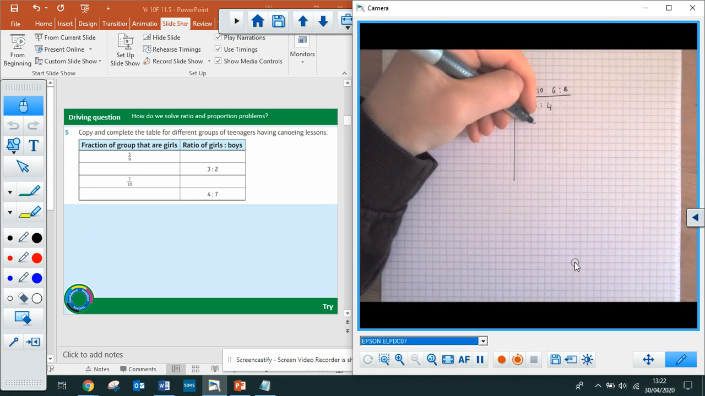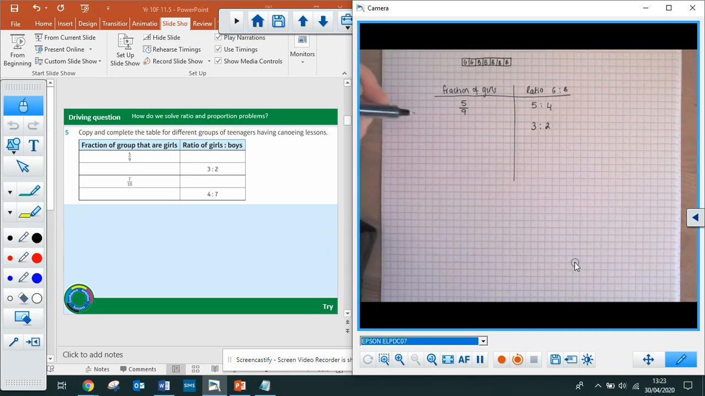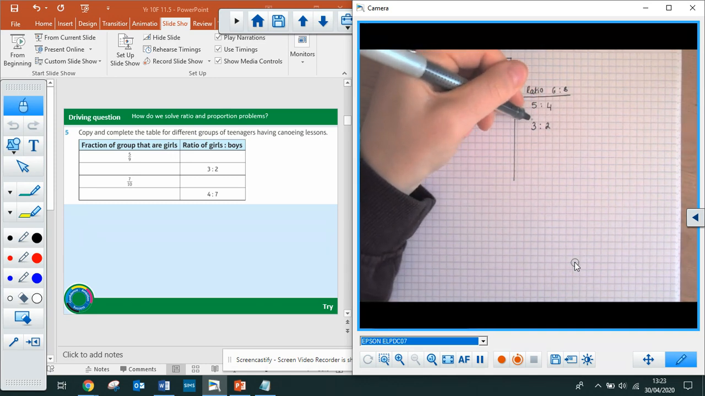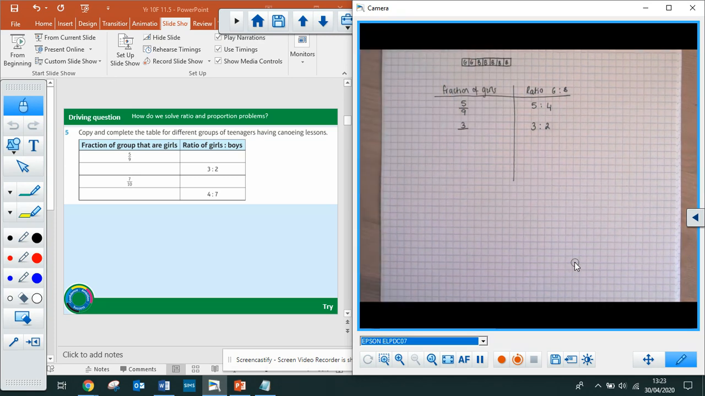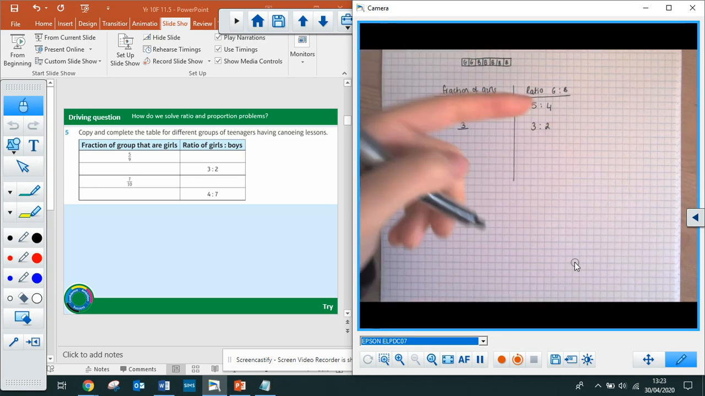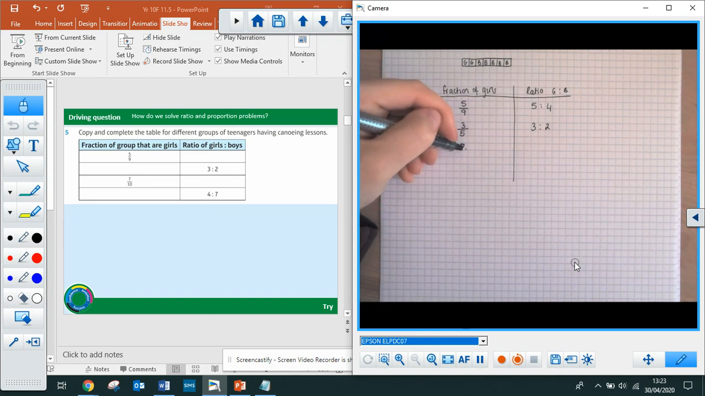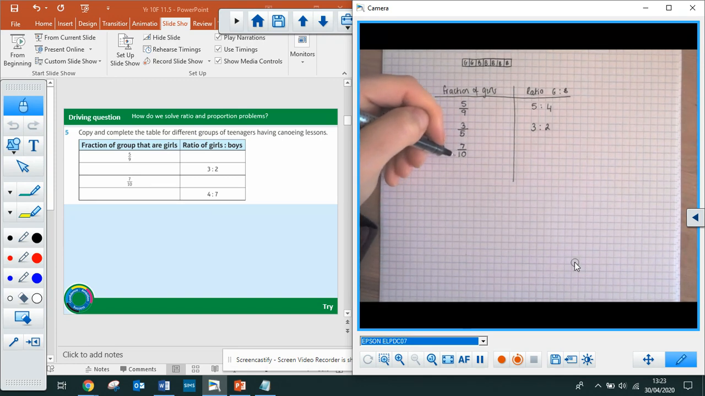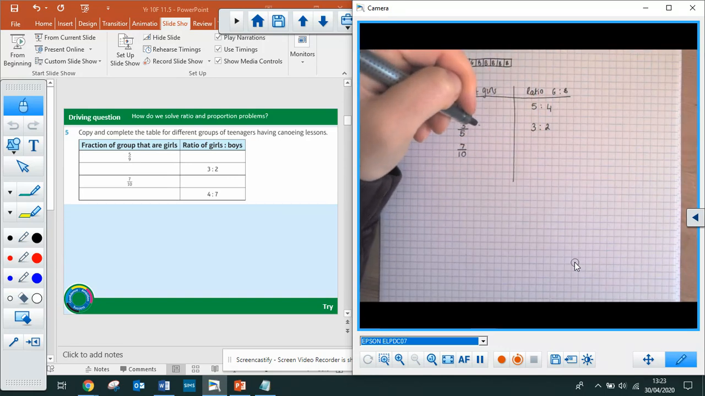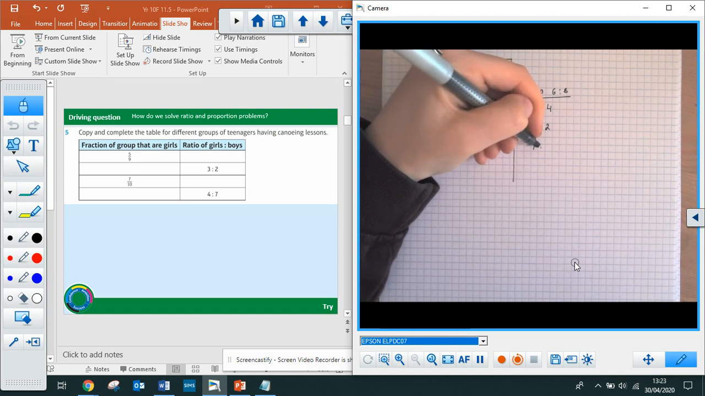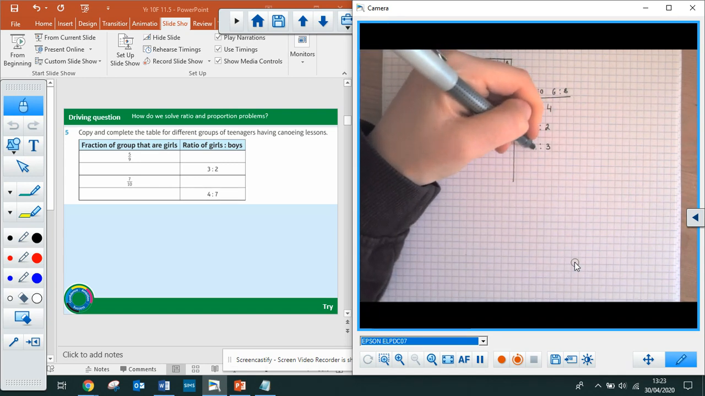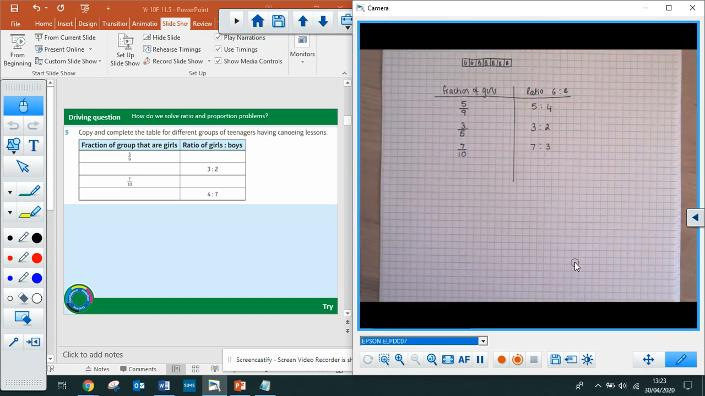Okay, the next one we had the ratio first, and we need to put the fraction that were girls. Well, the 3 belongs to girls, so 3 parts out of a total 5 parts, because we had our ratio together, would be our fraction of girls. Okay, we've looked at that in previous lessons, so hopefully you're okay with that. Then we have 7/10. 7 out of 10 are girls, therefore there's going to be 3 left that are boys. So we're 7 to 3. 7 parts girls, 3 parts boys out of a total 10 parts. If you add that together, that makes 10.